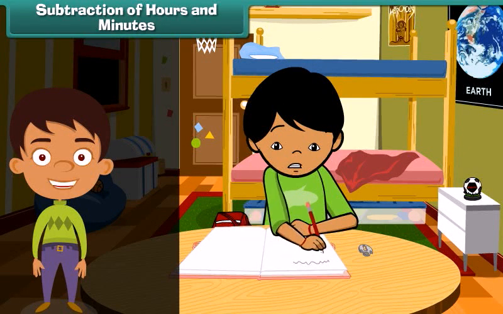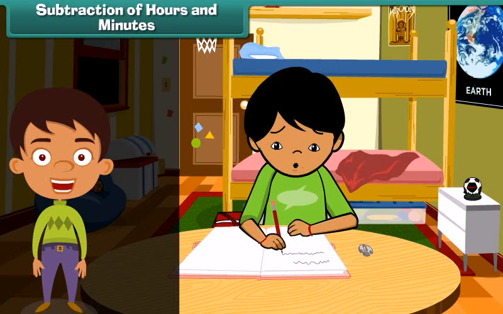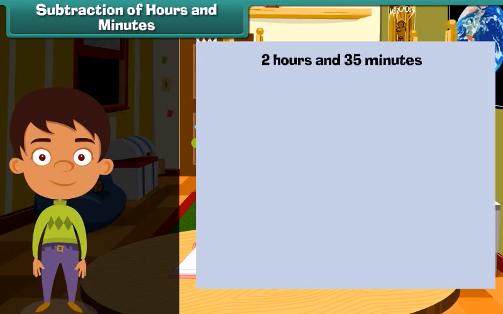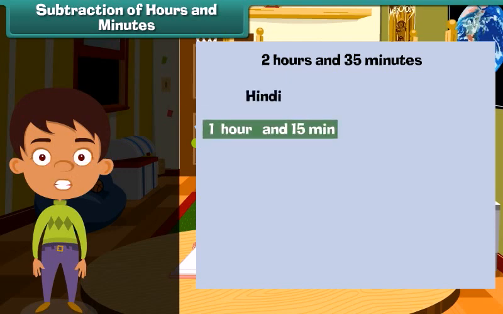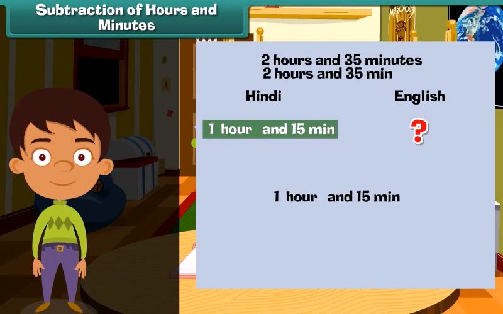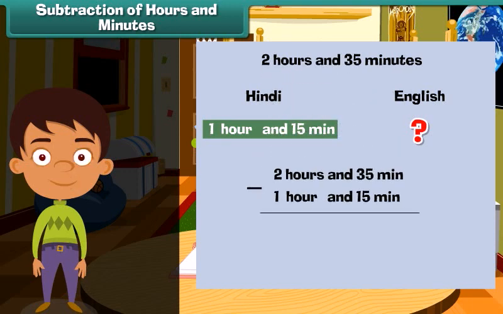Subtraction of hours and minutes. Latika completed her English and Hindi homework in 2 hours and 35 minutes. Hindi homework was over in 1 hour 15 minutes. How much time did Latika take to complete her English homework? Subtract time taken for Hindi homework from the total time taken for Hindi and English homework.